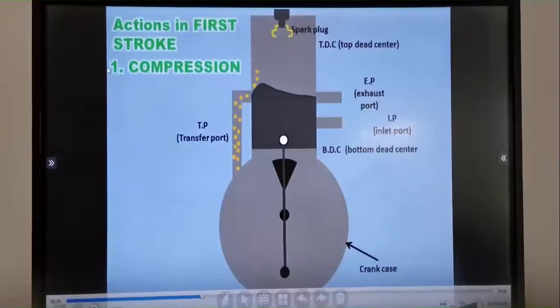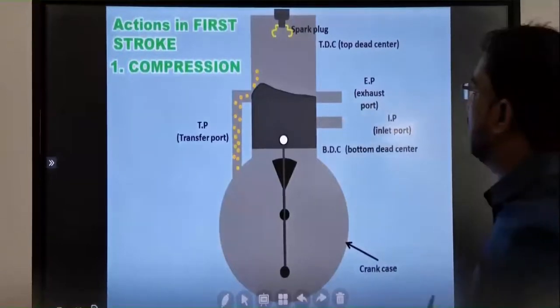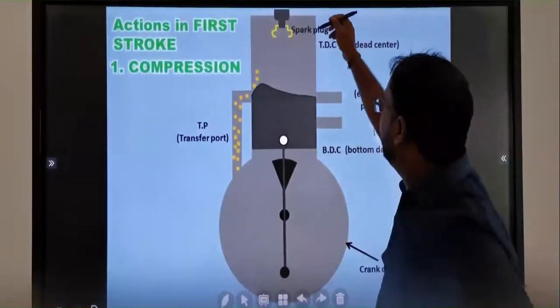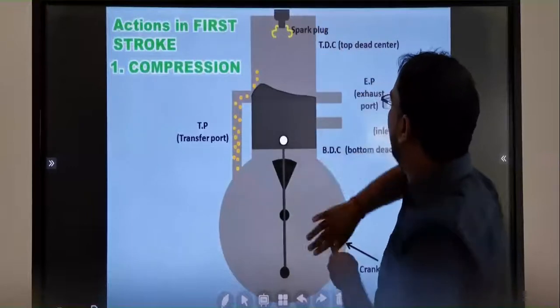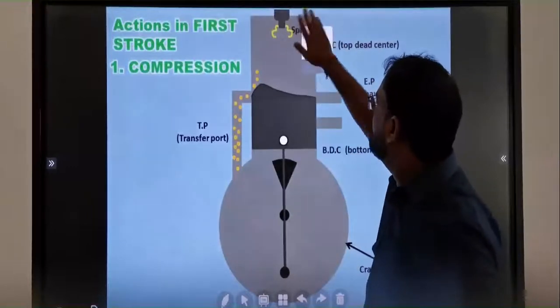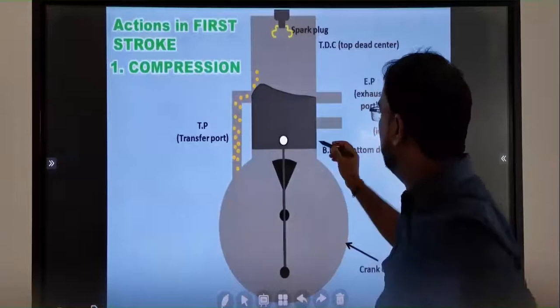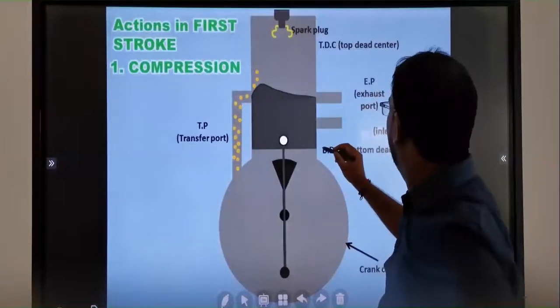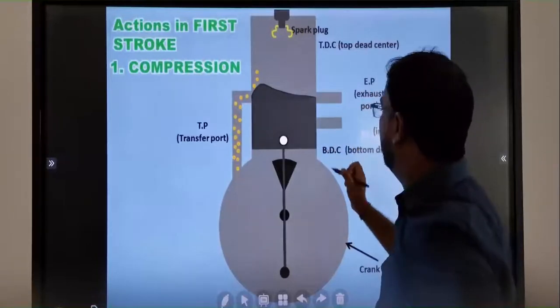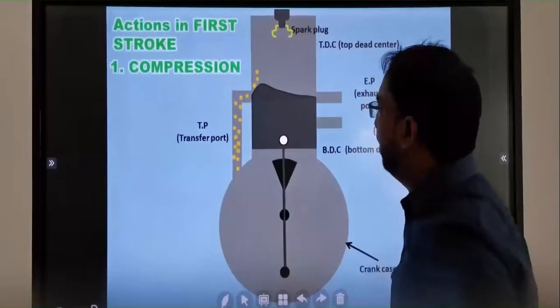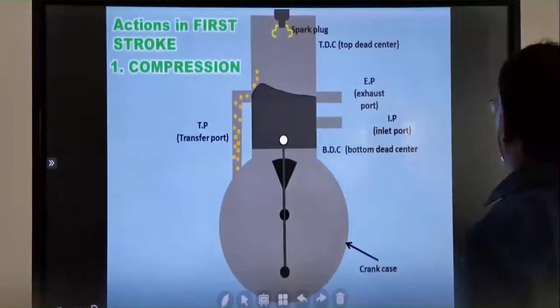In the 4-stroke engine, the piston starts to move from TDC to BDC, from upside to downside. But here, the piston starts to move from this bottom BDC. So, what is 2-stroke?